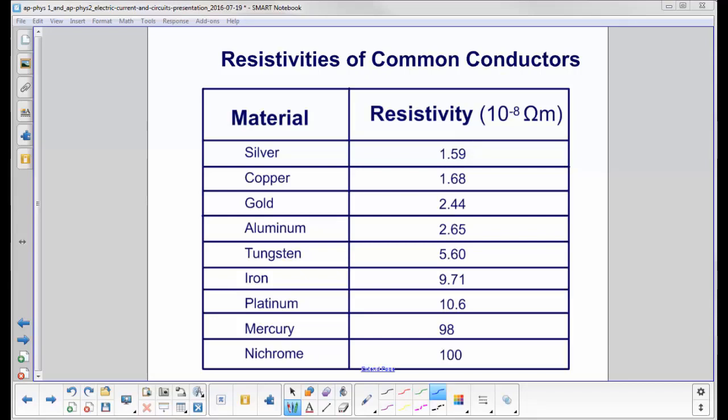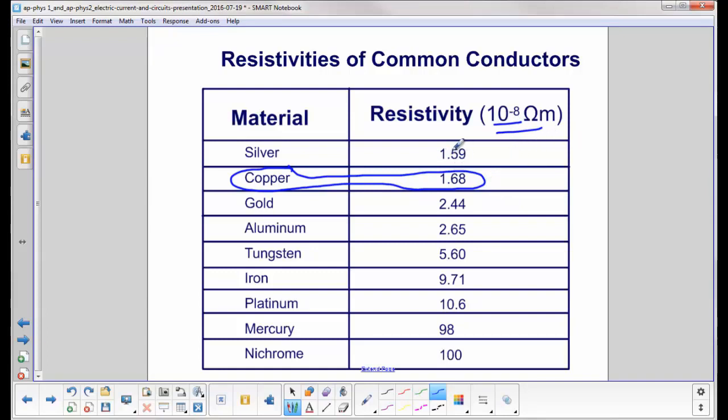Here are some resistivities of common conductors. Remember, a conductor conducts electricity. Some conduct it very well, some not so well. Materials with a lower resistivity are better conductors. So you can see right here, copper, which is what we use for household wiring, has a very low resistivity: 1.68 times 10 to the minus 8th ohm meters.